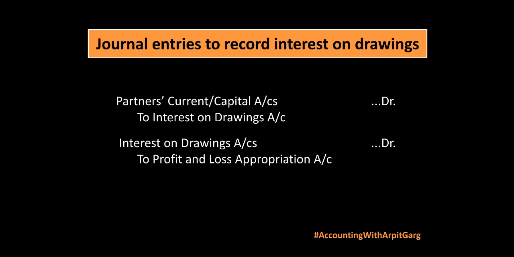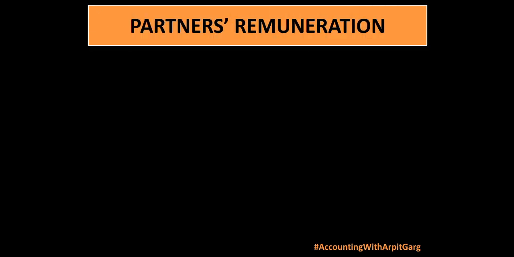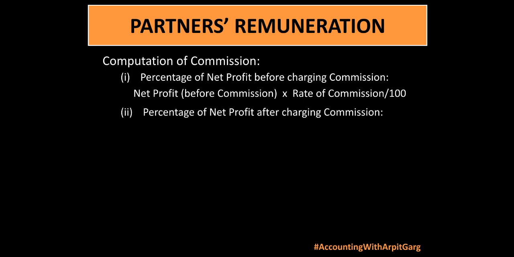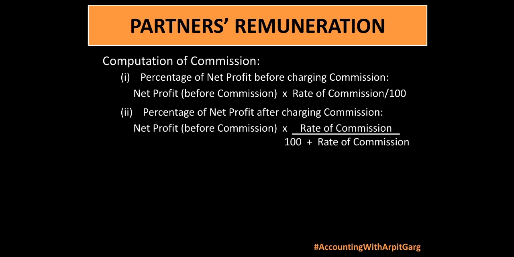Now next topic, partners remuneration. So here first look at the calculation of commission, and this we have studied in 11th class also. That is percentage of net profit before charging commission. So net profit before commission into rate divided by 100. And if it says percentage of net profit after charging commission, then net profit into rate divided by 100 plus rate.